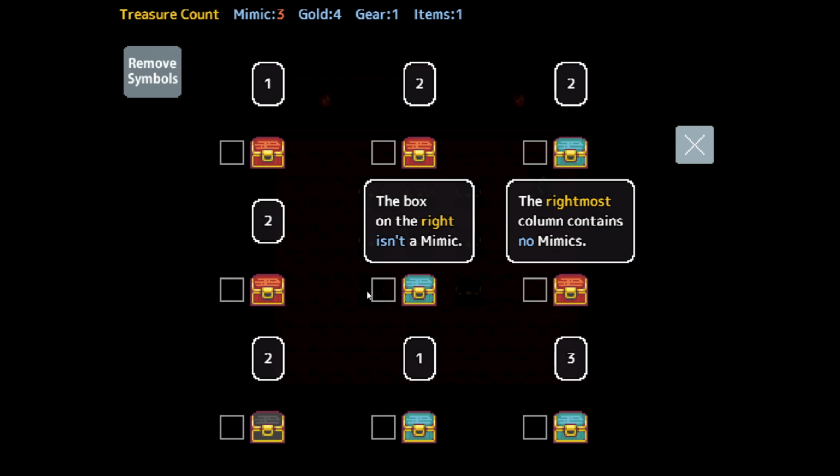Rightmost column contains no mimics. Box on the right is safe. So if that's true, and if that's true, then that's 2, which is false, which cannot be true. Well, also, take into account the 3 in the bottom right. If it's true, then the one above it is false, which means that the one above it is false. So if this is true, that's false. Sure. Yes. Done. Yep.